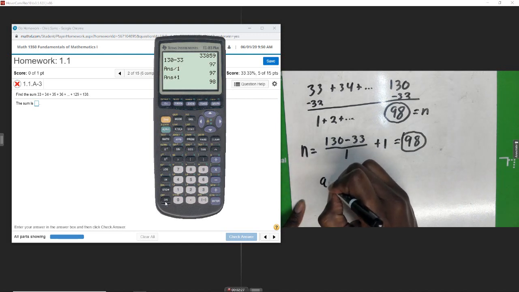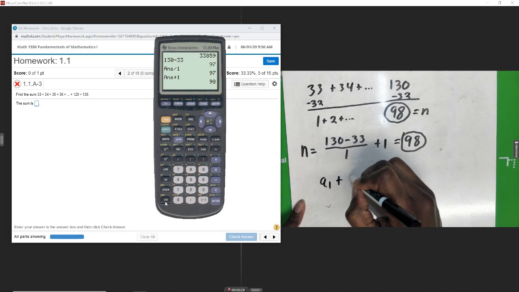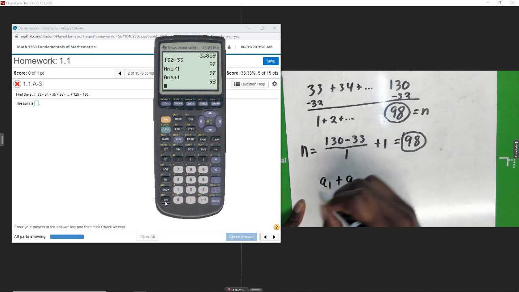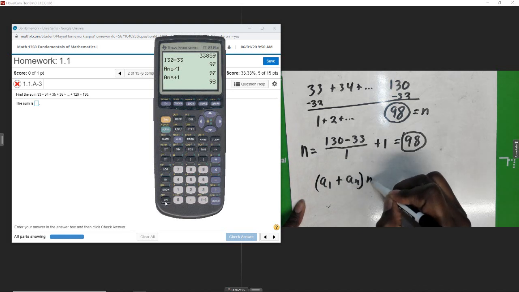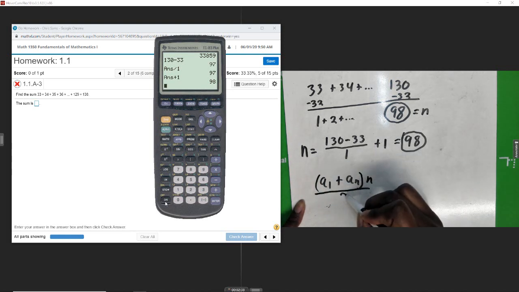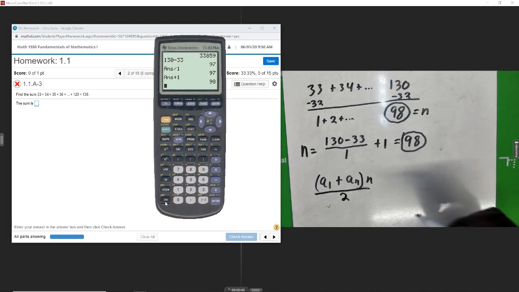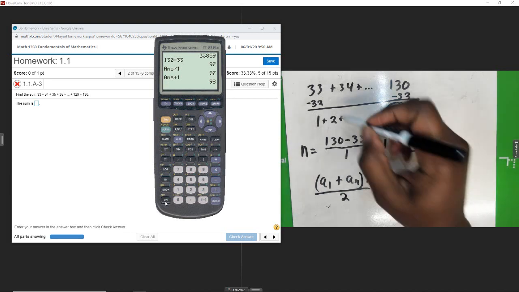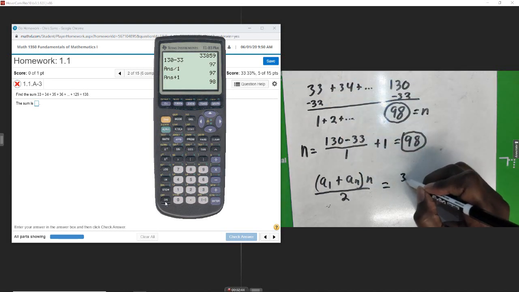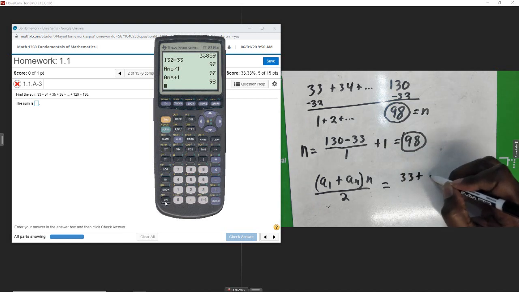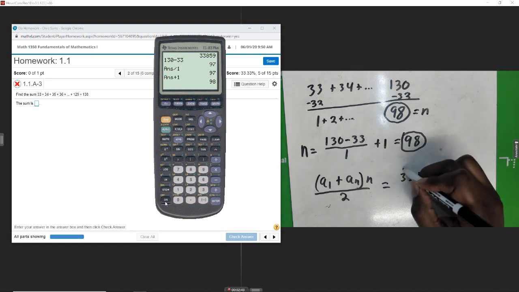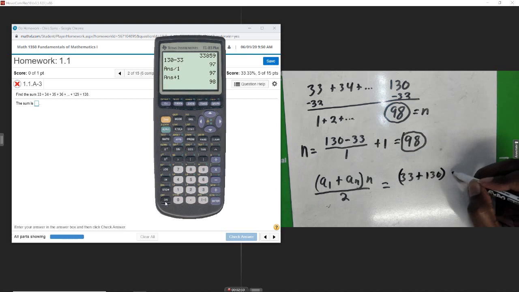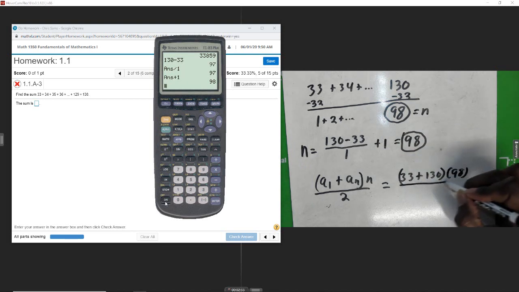First term plus the last term, times the number of terms, divided by 2. Always divided by 2 when you do the sequence formula. So we would start out with 33 plus 130, times 98, divided by 2.